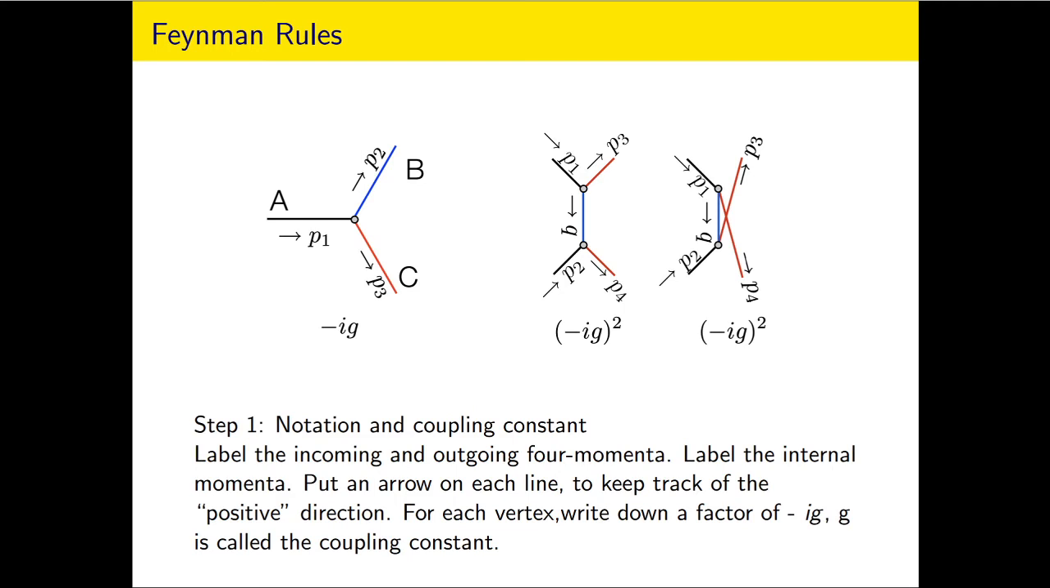Notation is the labeling of the incoming and outgoing momenta. We label the internal momenta as q, and we label the external momenta as p. We put an arrow on each line to keep track of the positive direction. For each vertex, we write down a factor of minus ig. g is called the coupling factor.